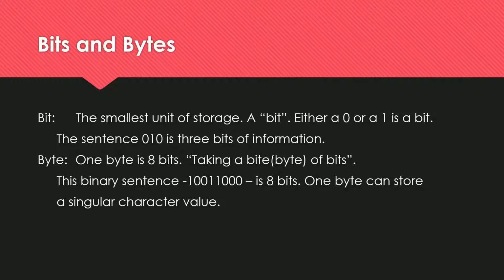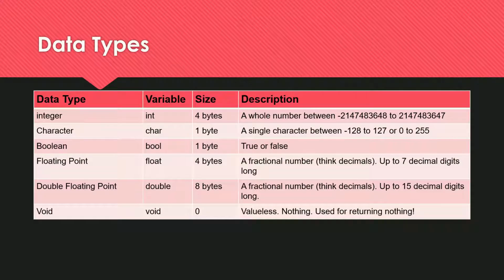Now, this binary sentence, 1001 1000, is 8 bits, and we know this because we can count all of the ones and zeros there, and there's 8 of them. 1 byte can store a singular character value, like A, B, C, exclamation point. You get the idea.